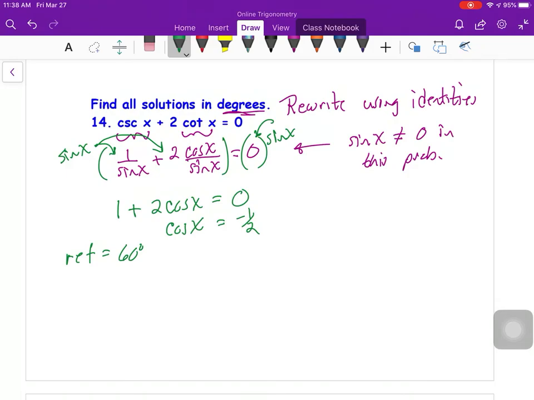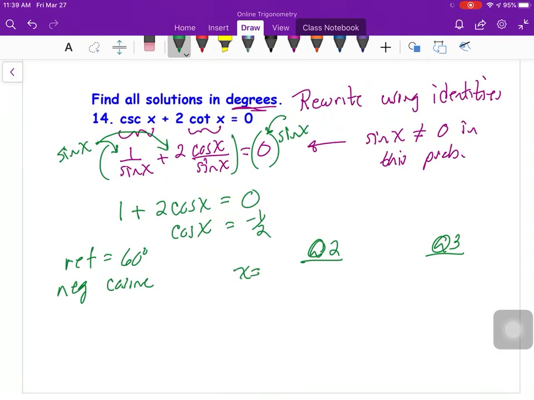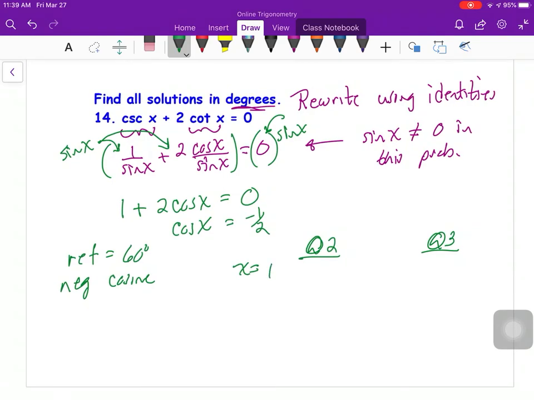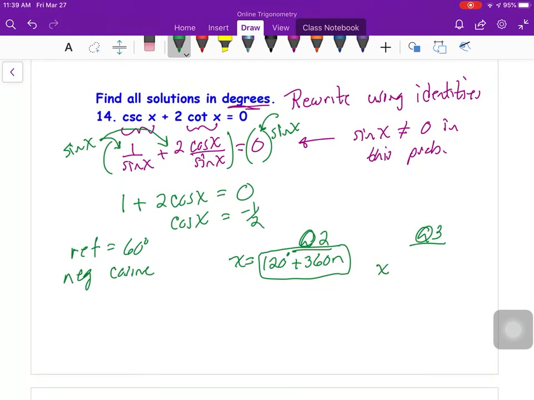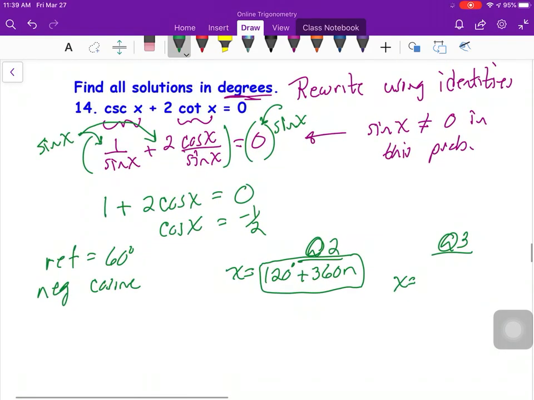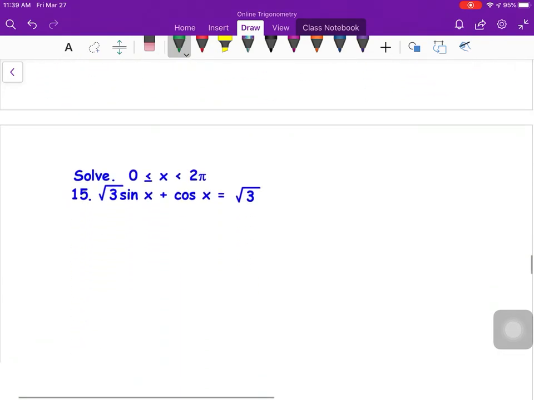This one has a reference angle, 60 degrees. We have a negative cosine. Cosine is negative in quadrants 2 and 3. In quadrant 2, our x would be equal to 180 minus 60, which would be 120. But because we have no restrictions, we add a 360n. And that's one of our answers. In quadrant 3, our x would be equal to 180 plus 60, which is 240. And once again, no restrictions, so plus 360n. Okay, next question.